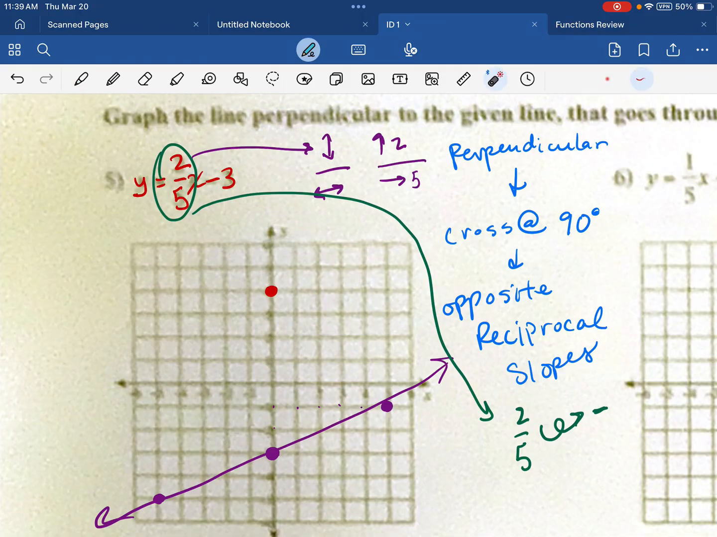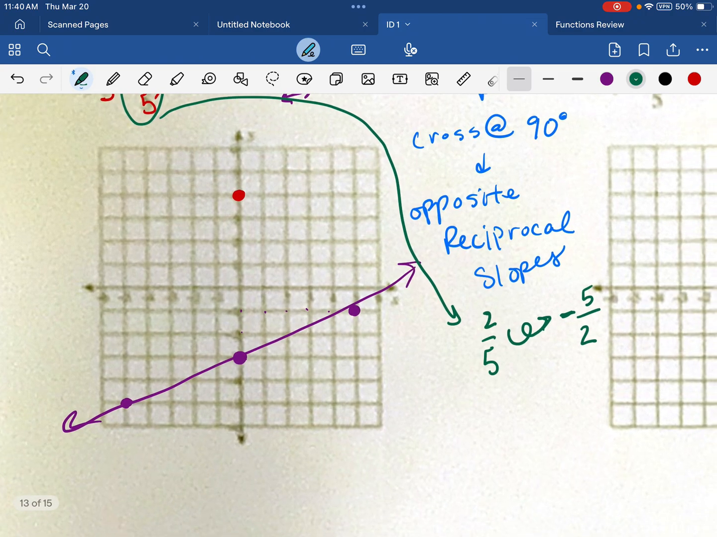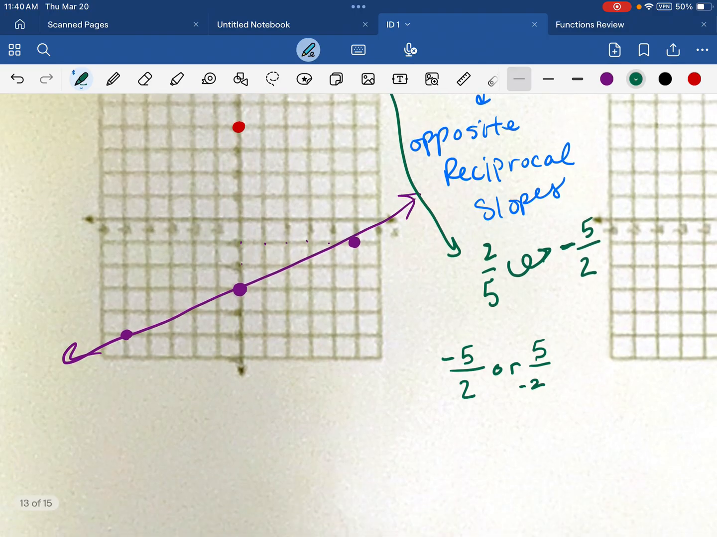Then the reciprocal part just means we take the fraction and we flip it upside down. So we're going to have -5 halves. The slope, -5 halves, can either mean that we have -5 over 2, or it can mean that we have +5 over -2. Meaning I can either go down 5, right 2, or I can go up 5 as long as I go left 2.